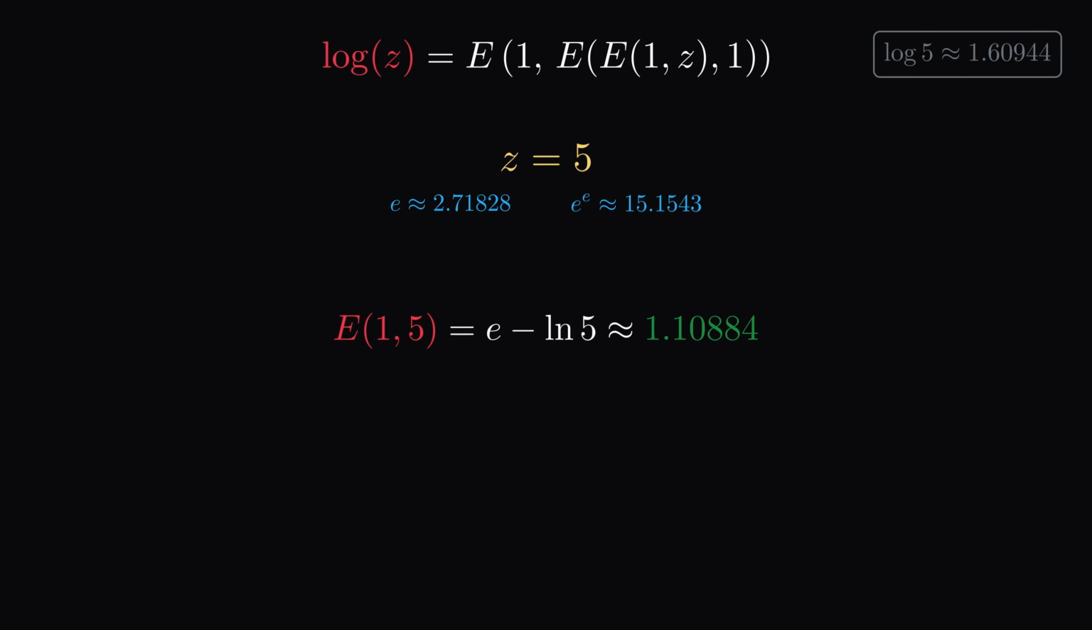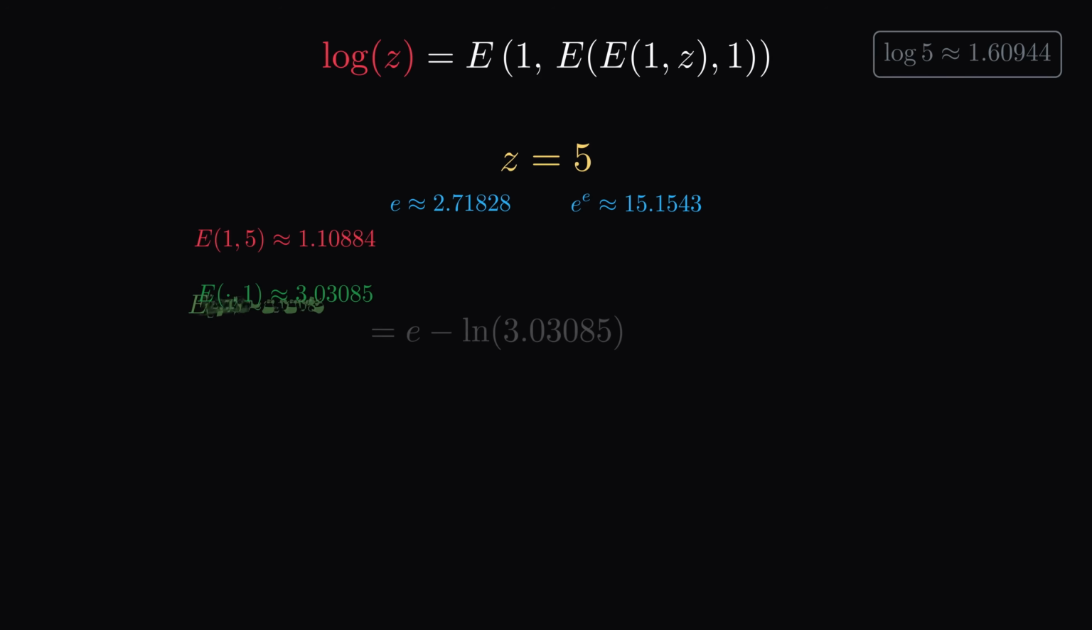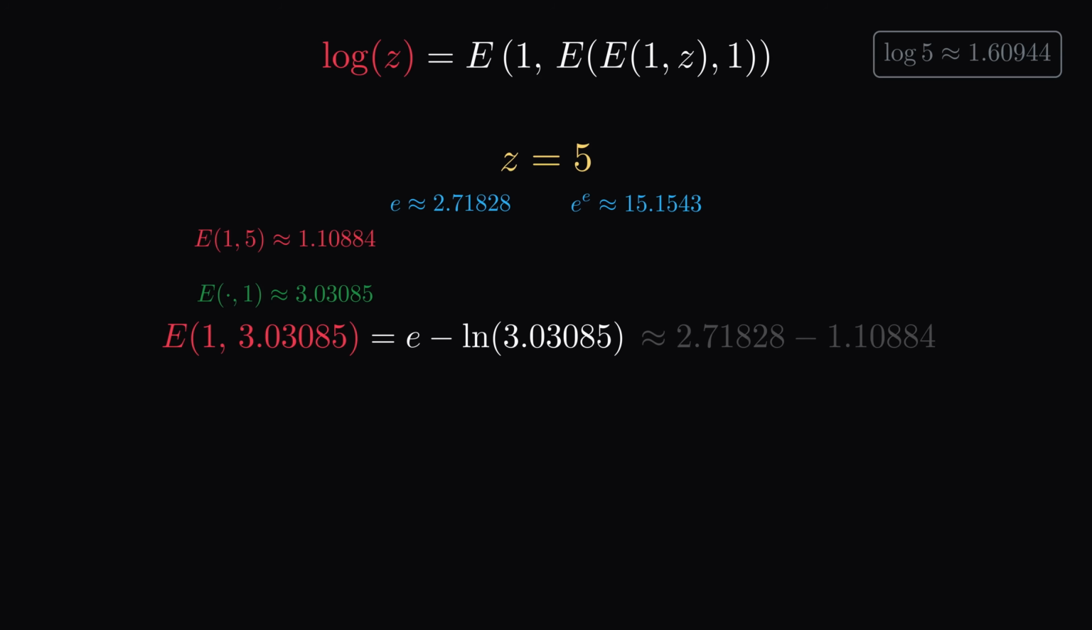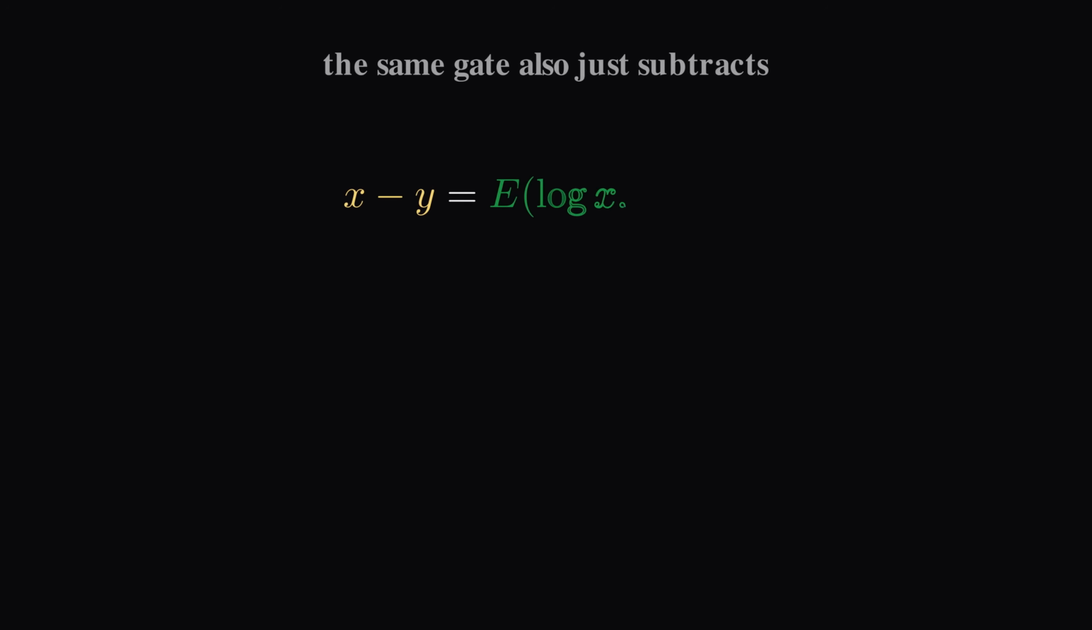The inner gate gives us e minus the natural log of 5, which is approximately 1.1. The middle gate then has a 1 in its right slot, so it exponentiates to approximately 3.03. The final gate subtracts the natural log of our number from e, which beautifully lands us back to the exact approximation we needed. The same idea checks out for ordinary arithmetic as well.